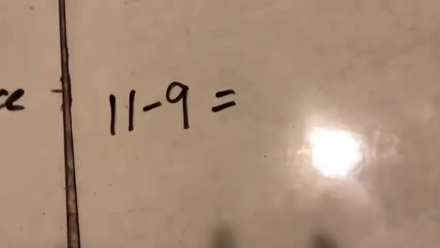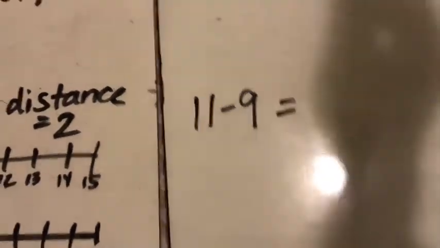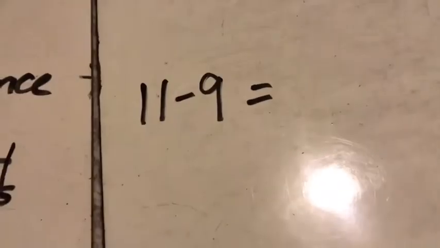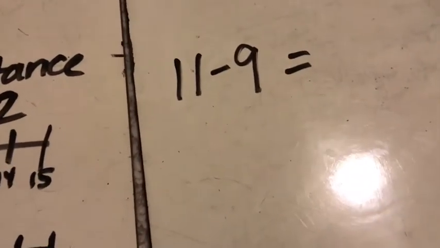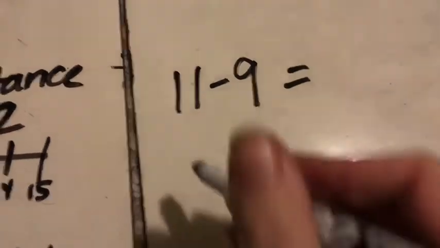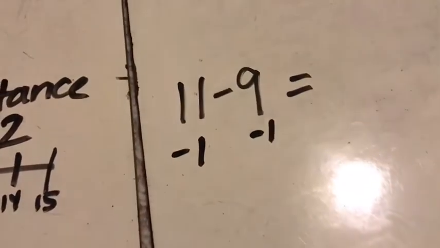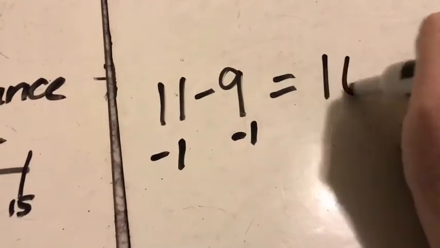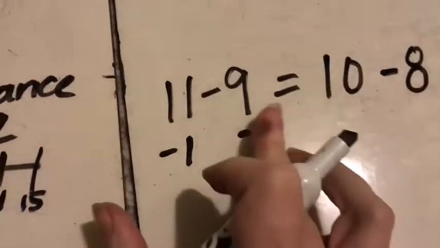I can change these numbers both in the same way, and my difference will be the same. So let's say I'm trying to make this an easier problem. I'm thinking, oh, if it was just 10 and not 11, because I have 10 fingers. Well, how do I make 11 10? I would just have to take off 1, right? But if I take off 1 from both of these numbers, then I'm turning it into an equivalent problem of 10 minus 8.